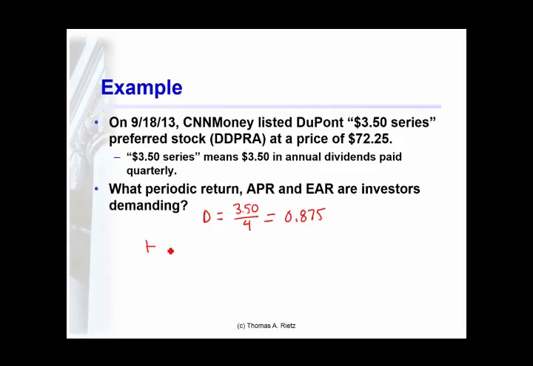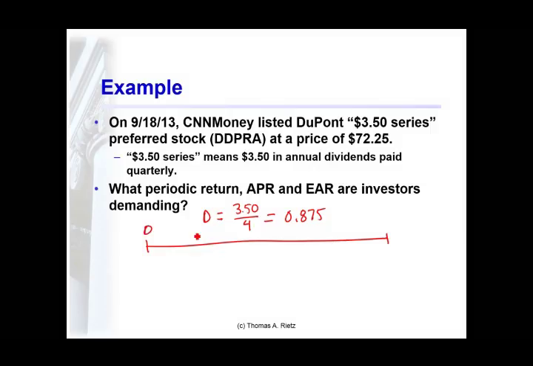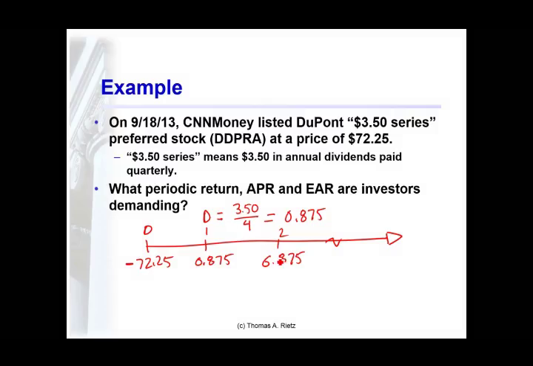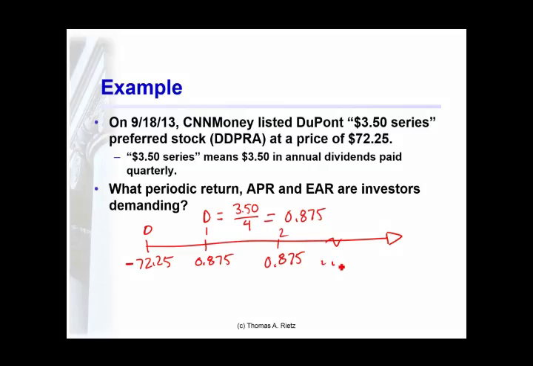So the timeline for this preferred stock is going to look like you pay $72.25 today, and you get back 87.5 cents every quarter forever.